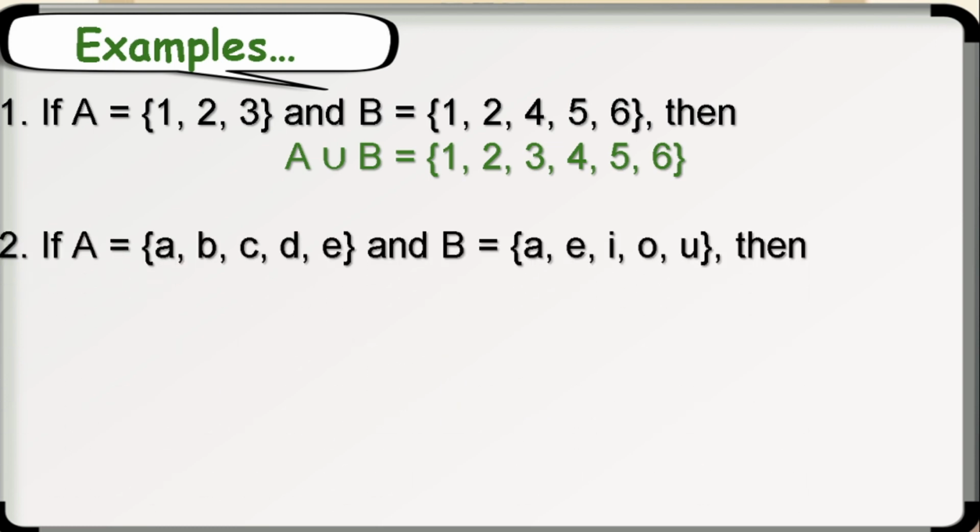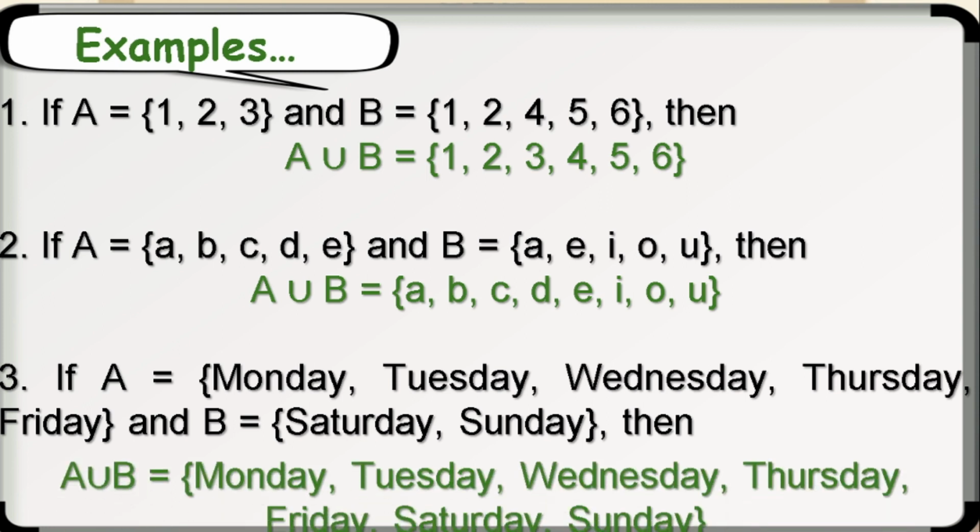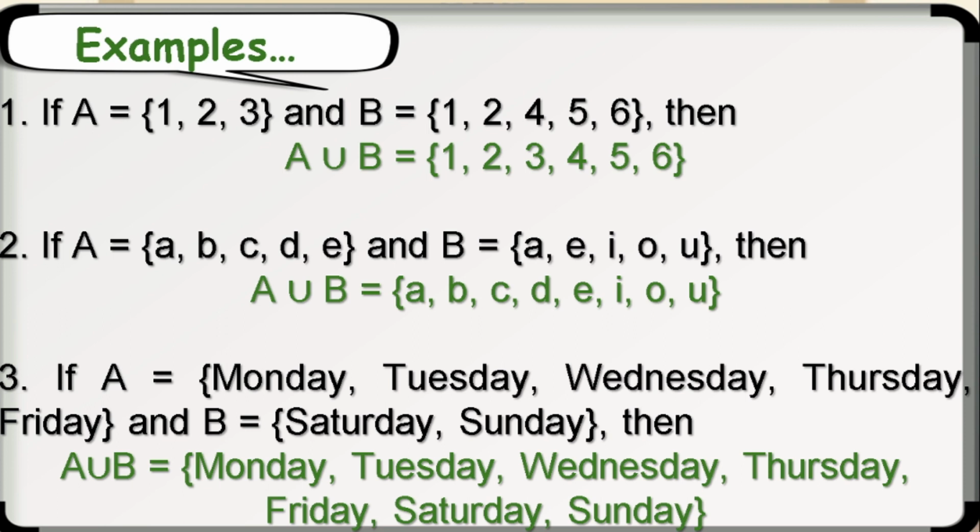Number 2. If set A is A, B, C, D, E and set B is A, E, I, O, U, then A union B is A, B, C, D, E, I, O, U. And lastly, number 3, if set A is Monday, Tuesday, Wednesday, Thursday, Friday, and set B is Saturday and Sunday, then A union B is Monday, Tuesday, Wednesday, Thursday, Friday, Saturday, and Sunday.